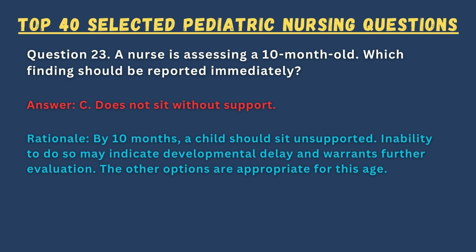Answer. C. Does not sit without support. Rationale. By 10 months, a child should sit unsupported. Inability to do so may indicate developmental delay and warrants further evaluation. The other options are appropriate for this age.